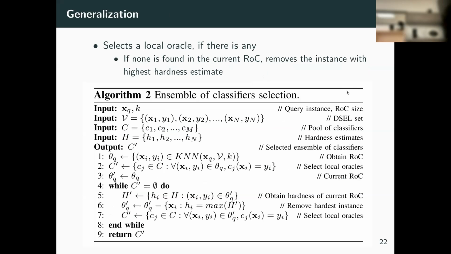Okay, well, that is memorization. In generalization, it's similar to the KNORA-E. You look first in the neighborhood if there is a local oracle, which is a classifier that labels all samples from the region of competence. If there is none, you remove the sample that is perceived as the least reliable, which is the one that has a higher estimated instance hardness. And then you do that iteratively until you can find a classifier that labels everyone correctly.